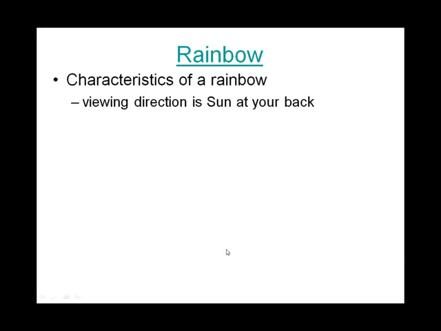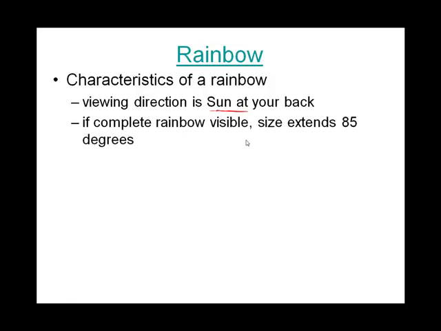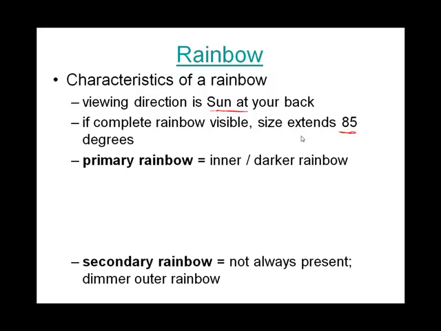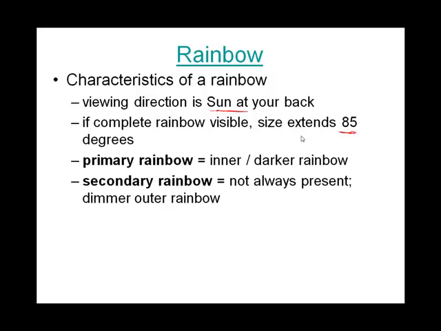I have some miscellaneous videos about rainbows that I really like. So I mentioned this, to see a rainbow, you're going to be looking towards those water droplets and away from the sun. The sun's going to be at your back. And if you see a complete rainbow, it will extend a good 85 degrees. Sometimes there's a primary rainbow and a secondary rainbow. You'll always see the primary rainbow, and if you can get a picture of a secondary rainbow, go for it. We don't always have secondary rainbows with our rainbows.